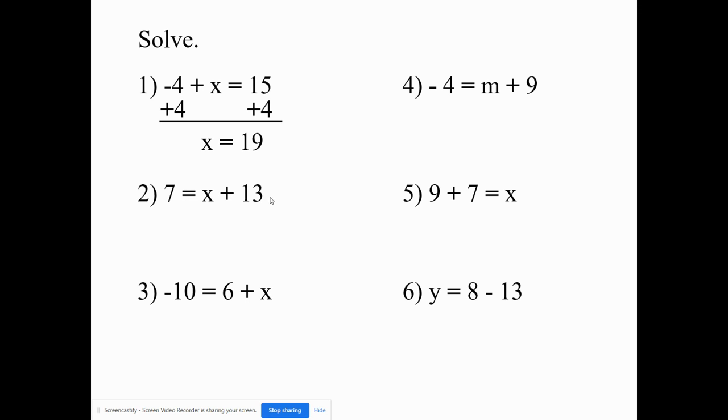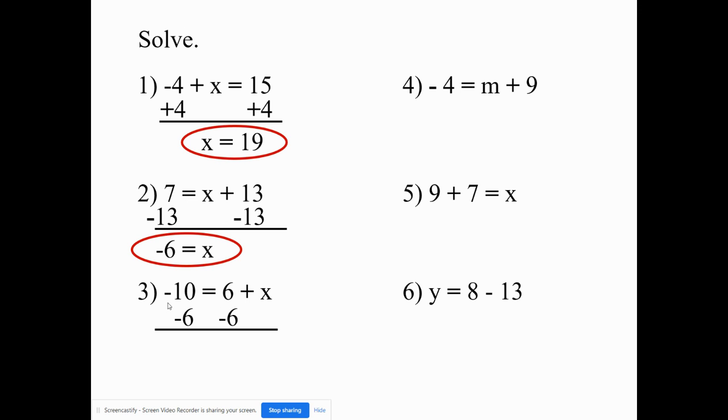Here we've got x plus 13, so we're going to take 13 on both sides. Okay, and we get a negative number. On this side, we've got 6 plus x, so we're going to go 6 minus and 6 minus, minus 6 and minus 6. There you go. So make sure you're working well with your positives and negatives.